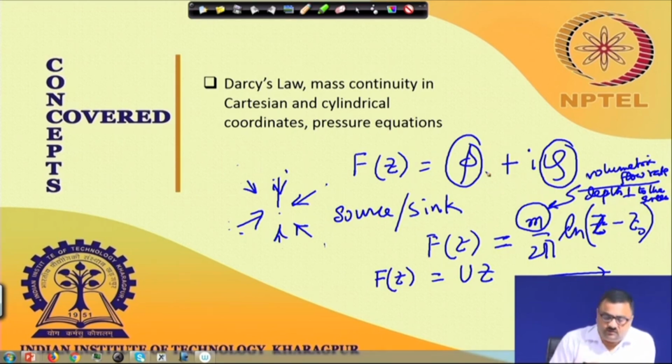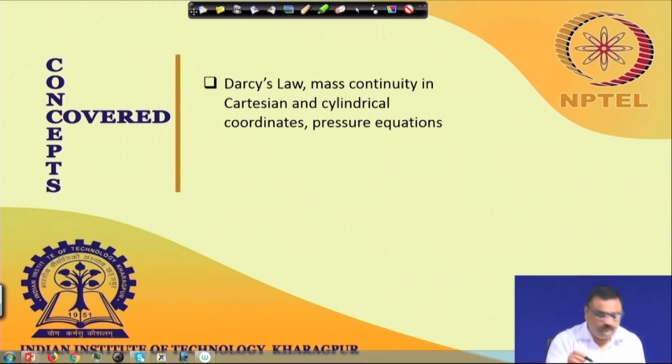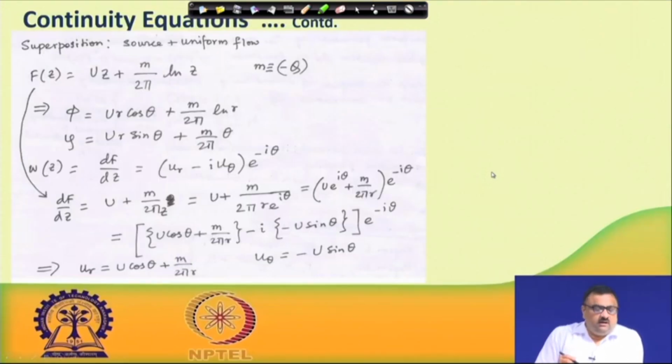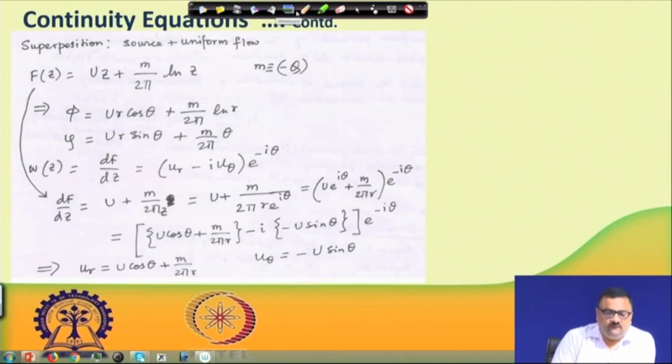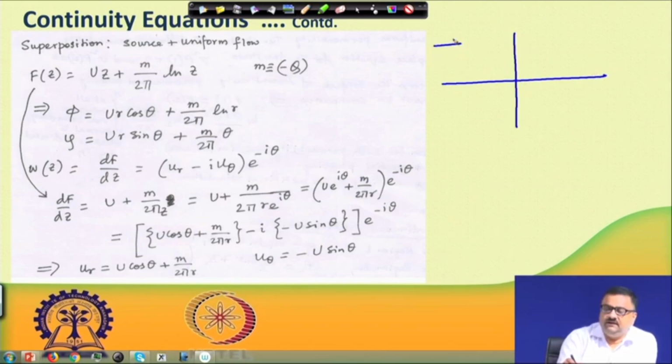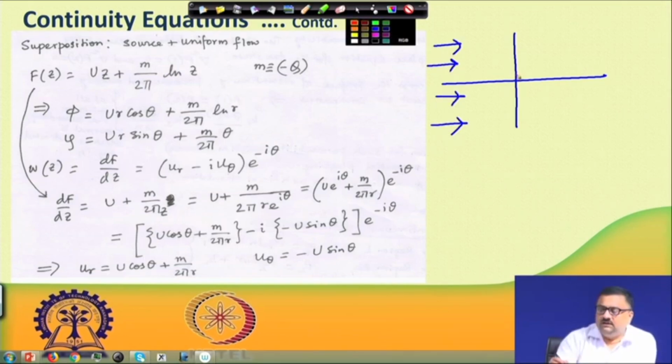So, using this, I give you an example here. The example is something like this. We are talking about superposition of source and uniform flow, and both of them are at the origin. That means, let us say this is the origin. So, on one hand we have uniform flow U z, on the other hand we have a source.